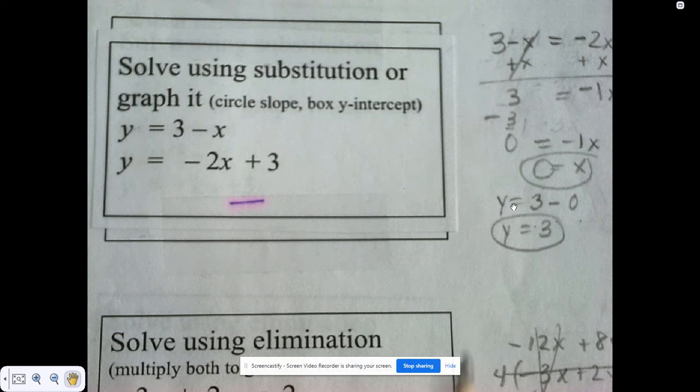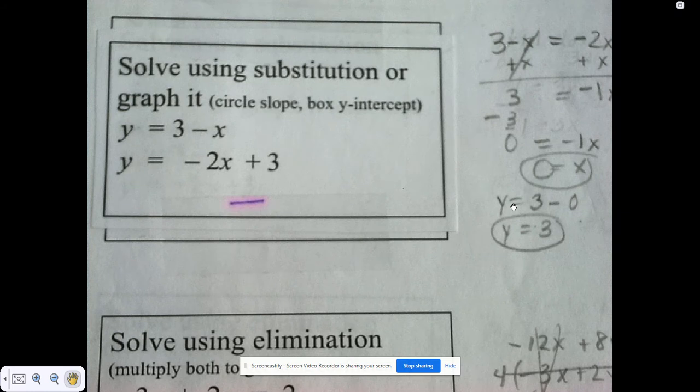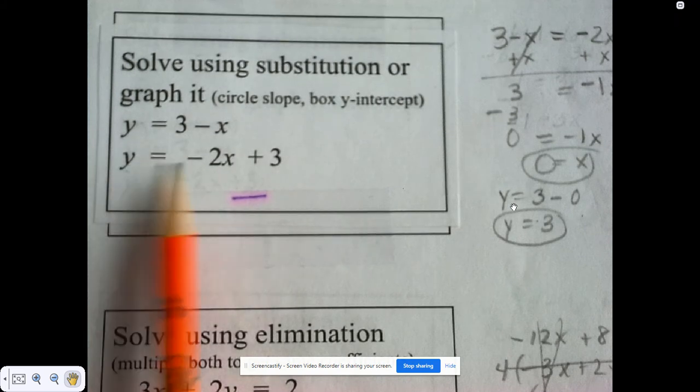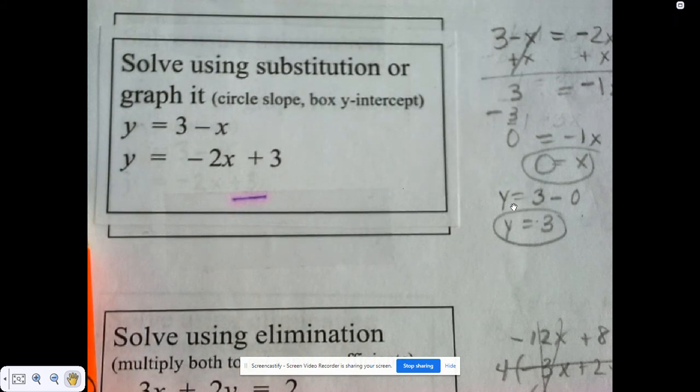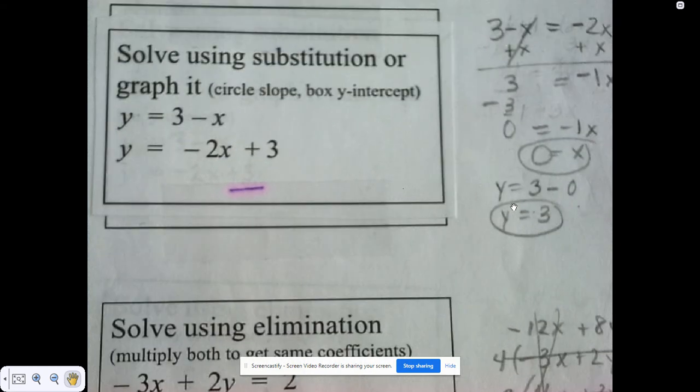So when I look here, it says solve using substitution or graph it. If you have graph paper, you could certainly graph this one. You could also substitute the y in for the y, which we then would call equal values. You have y on one side and y on the other side. So I'm just going to go through and do both methods, and then you can see which one would be easier for you.